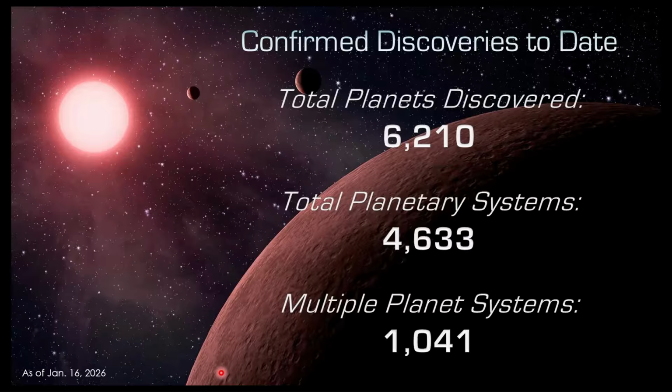Another method is called the radial velocity method. Basically, as the planet orbits its star, the star kind of wobbles back and forth, and we can detect that motion through the Doppler effect in the star's spectrum. Very similar.